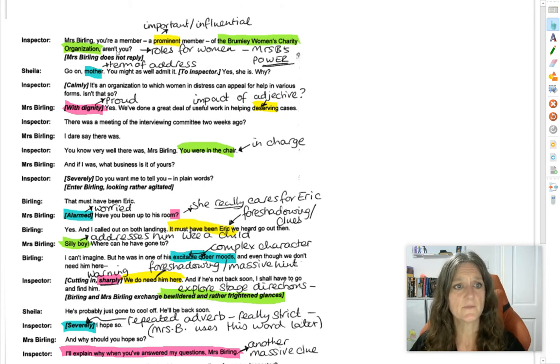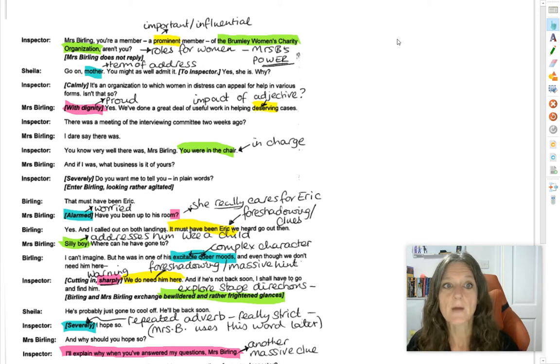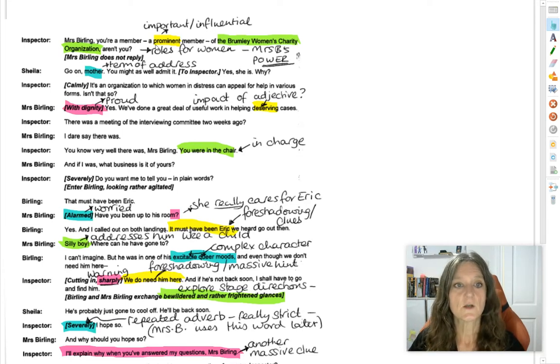Okay, so let's have a look at this page then. The inspector starts talking directly to Mrs Birling. Mrs Birling, you're a prominent member of the Bromley Women's Charity Organisation, aren't you? So the first thing to note is the word prominent means an important member, an influential member. So it's an important role for Mrs Birling.